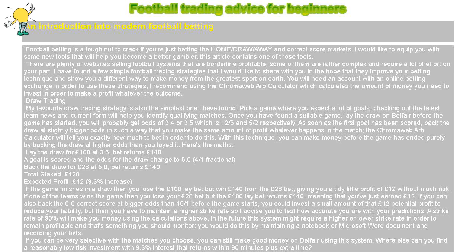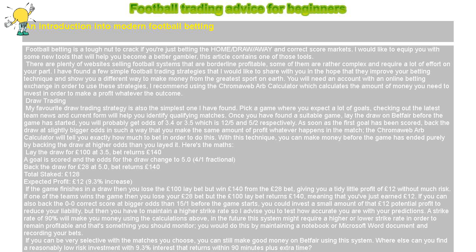If you can also back the 0-0 correct score at bigger odds than 15/1 before the game starts, you could invest a small amount of that £12 potential profit to reduce your liability, but then you have to maintain a higher strike rate, so I advise you to test how accurate you are with your predictions. A strike rate of 90% will make you money using the calculations above.